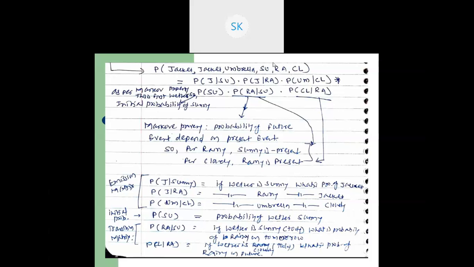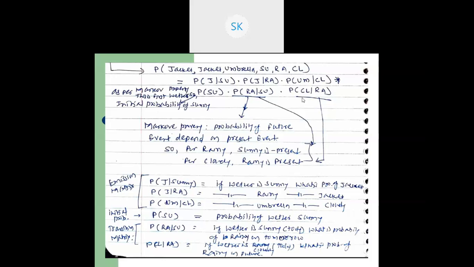For rainy, that is the future, what is the present event? Sunny. Today is sunny, right? For cloudy, today's weather is what? Rainy. So it is cloudy with respect to rainy, rainy with respect to sunny, and the initial probability of sunny. So this is the expansion of this formula for a complete set of three observations and the three weathers. This is our prediction: out of 27, this is one way we have considered. That is one possible way that we have taken here.